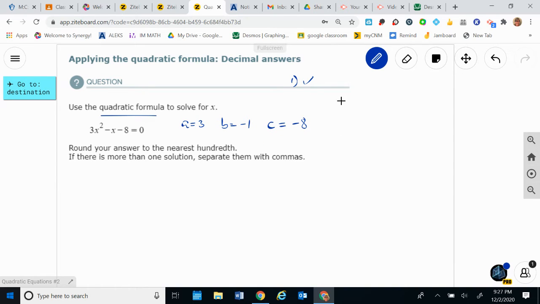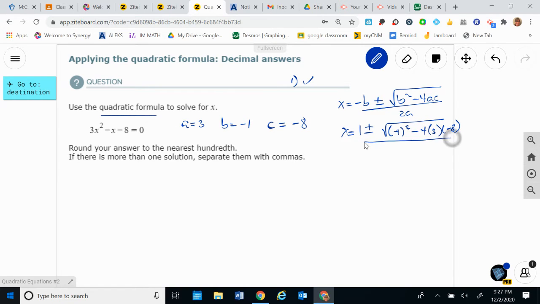So x is equal to -b plus or minus the square root of b squared minus 4ac all over 2a. X is equal to the opposite of b plus or minus the square root of b squared, which is -1 squared. Put it in parentheses or you will screw up. Minus 4 times a times c, all over 2 times a.